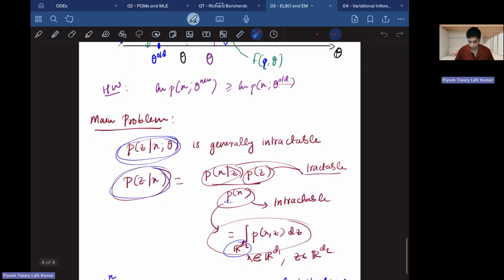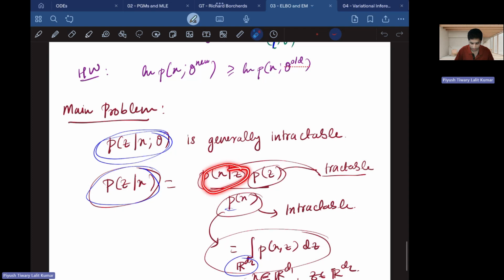However, the main problem, as we saw last time, was computing p(z|x), which is generally intractable. What do we mean by intractable? So p(z|x) you can write in terms of Bayes rule. This is p(x|z) times p(z) divided by p(x). These two terms are fairly tractable. Maybe you can use the PGM to find this term, and you can set or assume a prior and get the prior term.